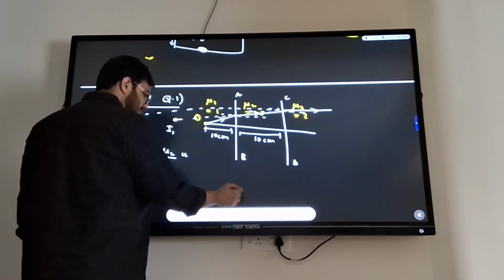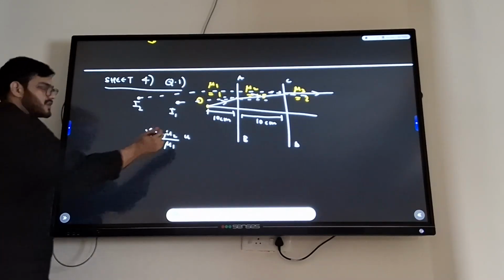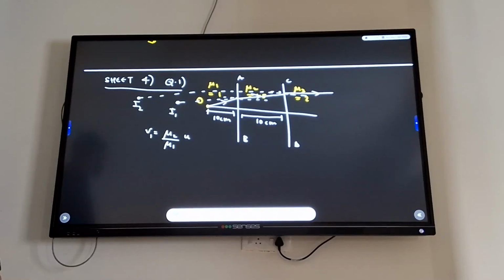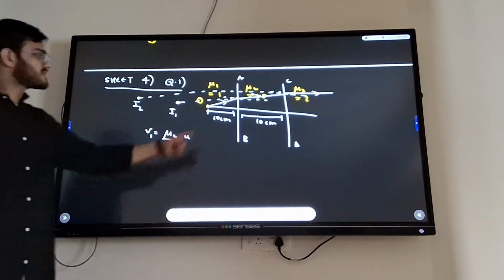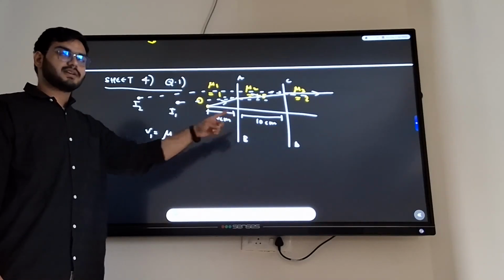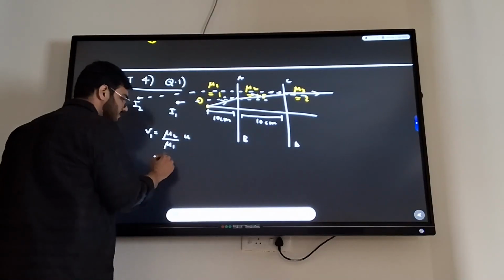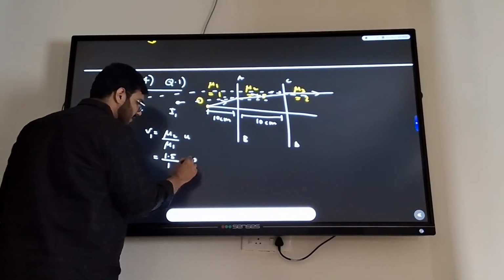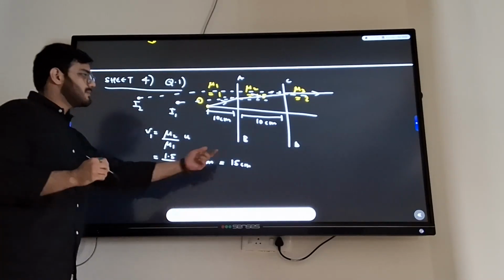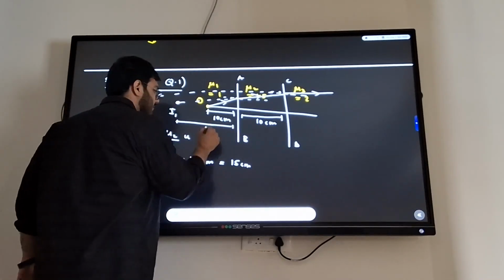So let me write it as V1, that is the distance of image 1. Then what is U? Can somebody tell me? From which surface is the refraction occurring? AB. Then with respect to this surface, what should be my object distance? It should be 10, let's take modulus. What is mu2? 1.5 divided by 1 into 10 centimeter. This will give me 15 centimeter with respect to AB. So this should be 15 centimeter.